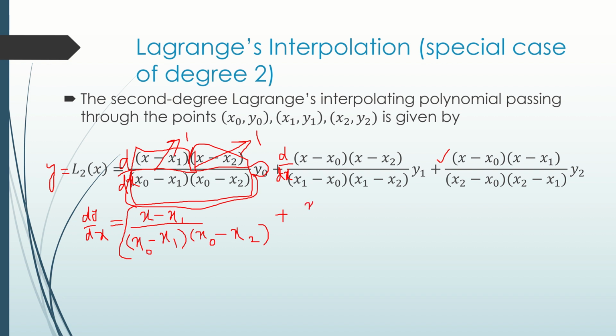In this case you'll be getting x minus x2 divided by, again the same thing, x naught minus x1 into x naught minus x2, and then multiplied by y naught, right? Which could be further simplified as well, but it will take too long.